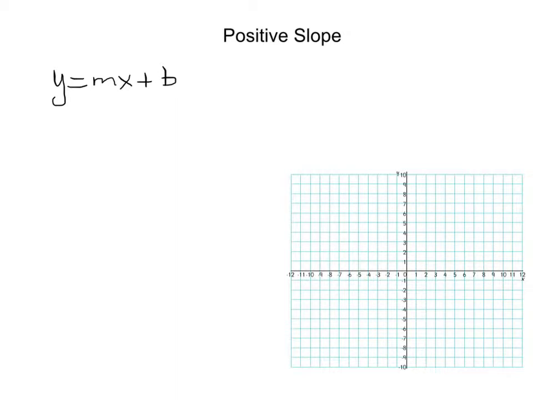With the equation y equals mx plus b, there are two different parts that we have to pay attention to. The first part is the b, and if you'll recall, the b represents the y-intercept. Remember that the y-intercept is where the line crosses the y-axis. The second part is the m value, and the m represents the slope of the line.